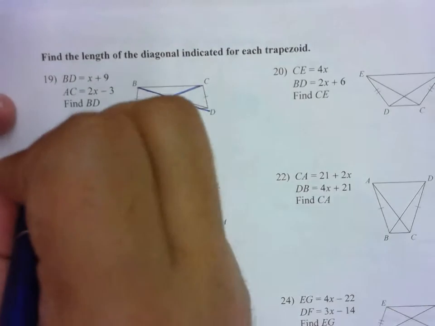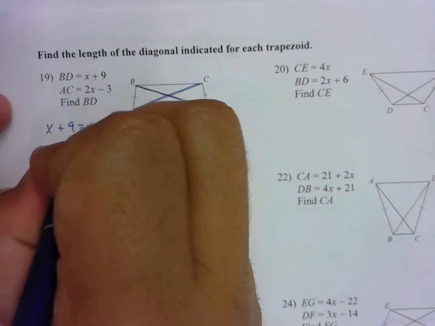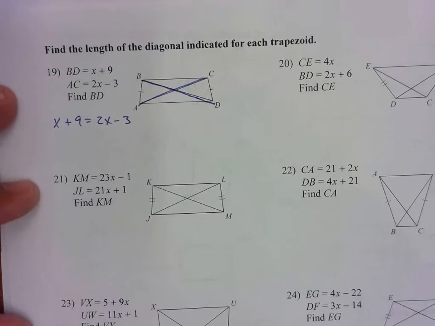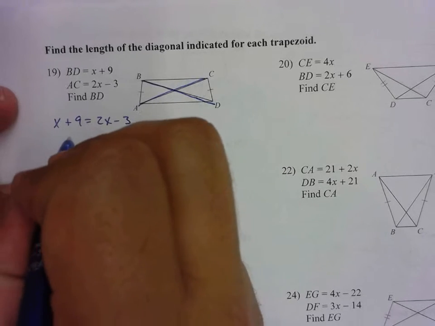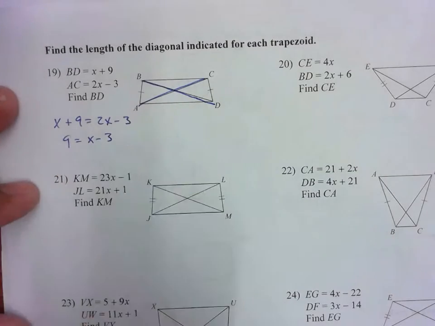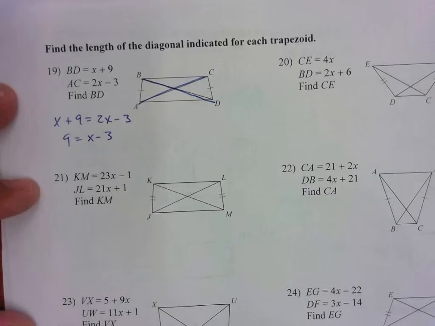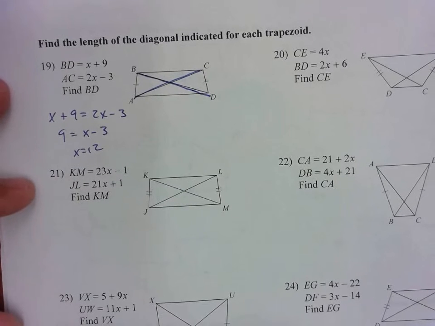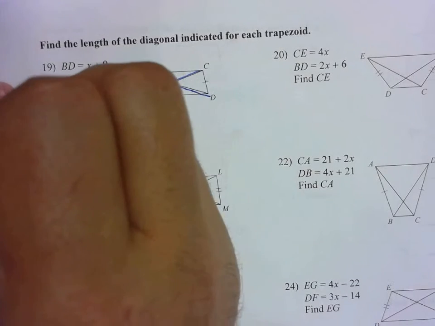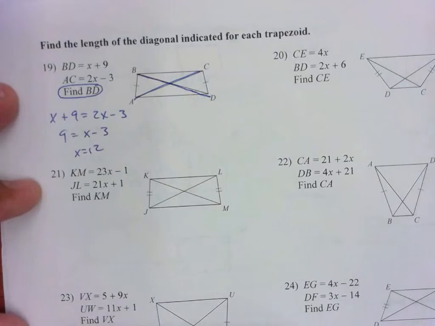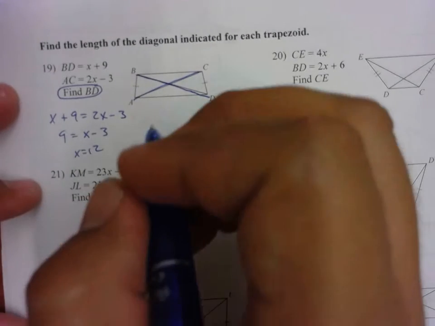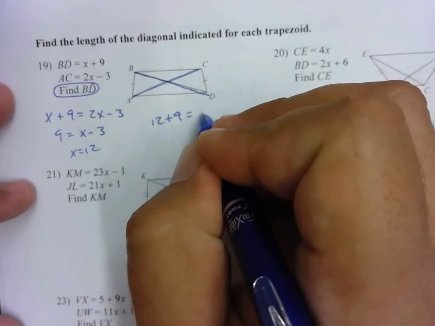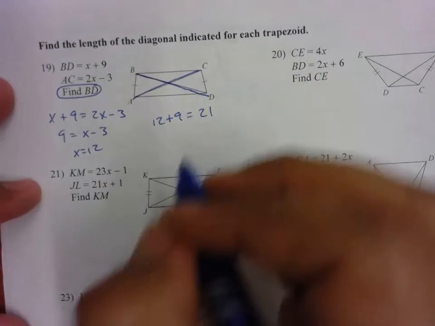Diagonals are congruent, so x plus 9 equals 2x minus 3. Subtract x, and you get 9 equals x minus 3. Add 3, x equals 12. They want BD. Does it matter which one I plug it into, though? No, because they're equal. But BD looks like the easier one, so it's just 12 plus 9, which is 21.